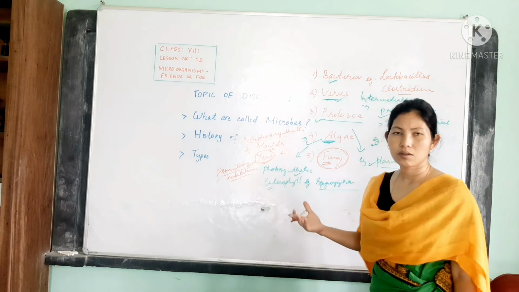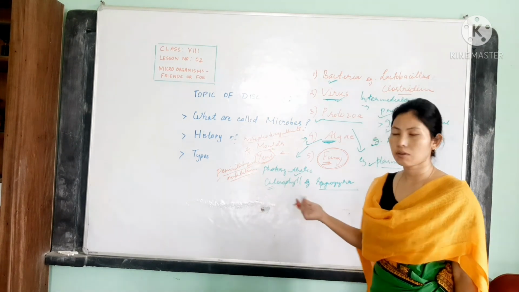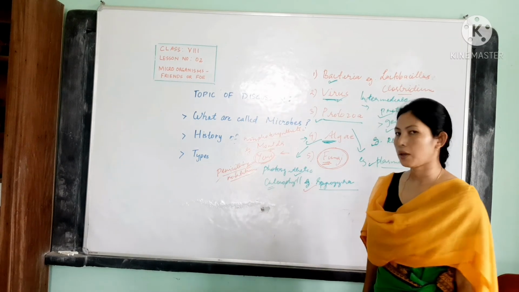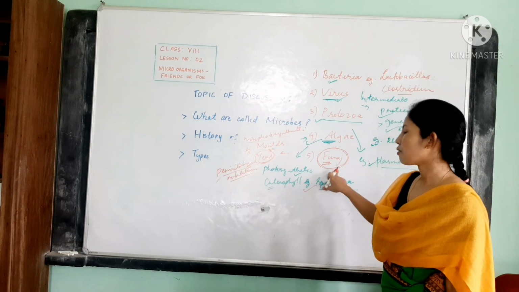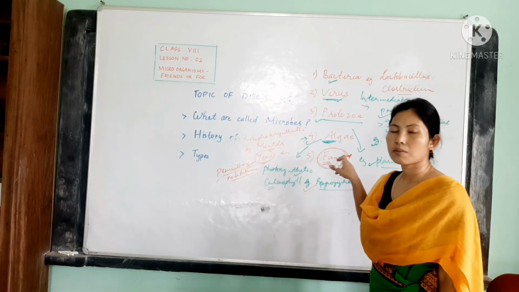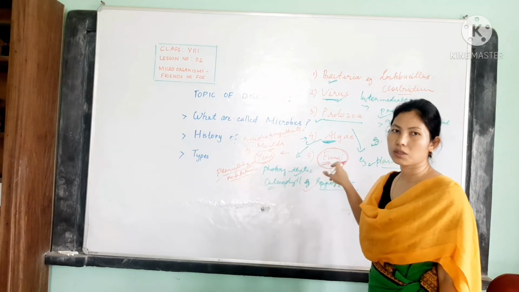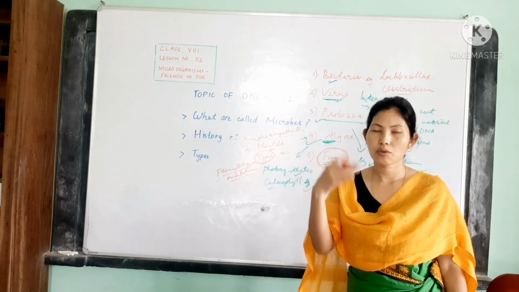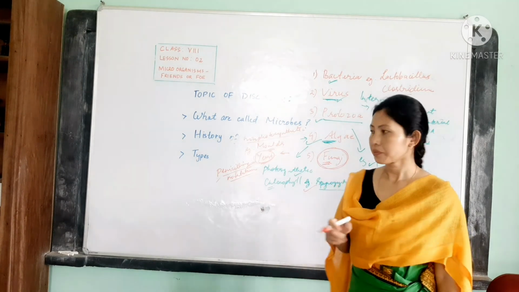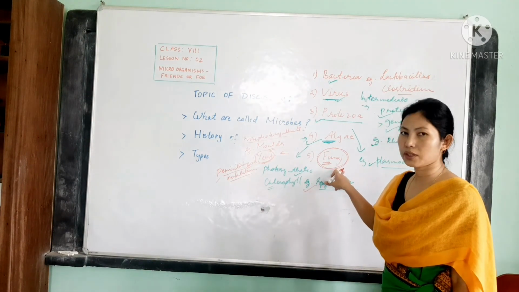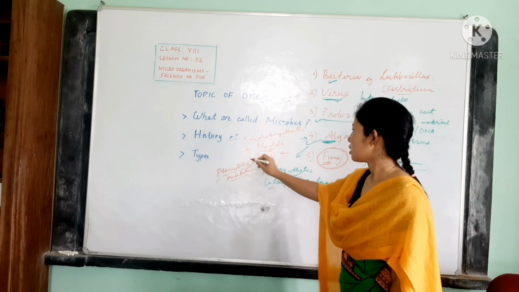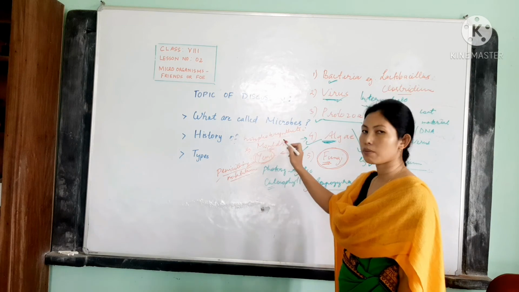There are other unicellular algae as well apart from Spirogyra. I have taken the example of Spirogyra here. Then next is the fungi. The fungi are microscopic as well as macroscopic. There are macroscopic fungi like those of mushrooms. Mushrooms also fall under the category of fungi. But microscopic fungi, I have taken the example here, that is the yeast or the molds, bread molds.